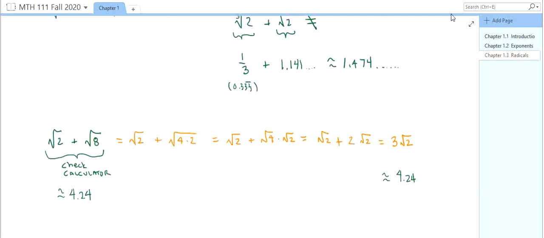And if you go and stick the square root of 2 plus the square root of 8 in your calculator, you get approximately 4.24, and it goes on forever. And if you take 3 times the square root of 2, put it in your calculator, you get approximately 4.24. So we just double check that this works.